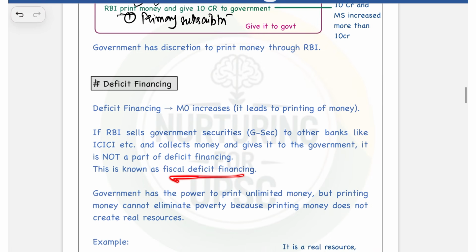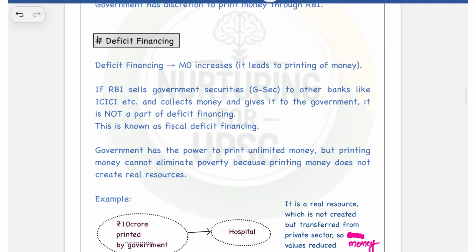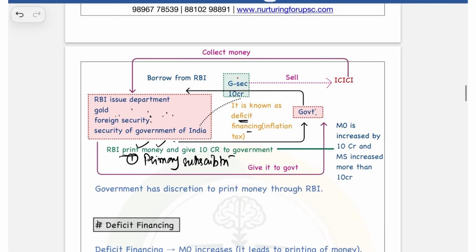So it's called deficit, fiscal deficit financing. Even though the government has unlimited power to print money, it wouldn't serve any purpose of eliminating poverty, because it does not create real resources. Why aren't real resources being created?